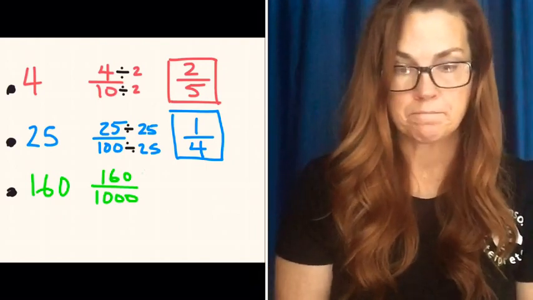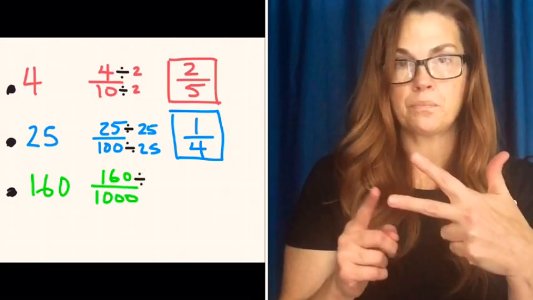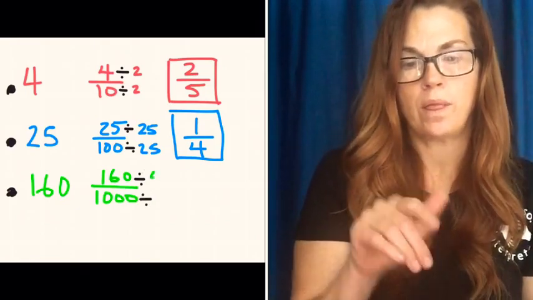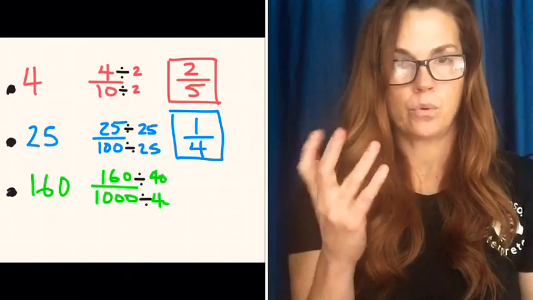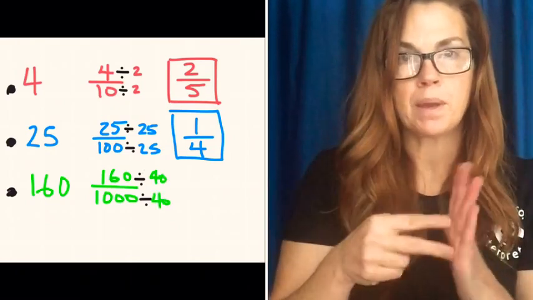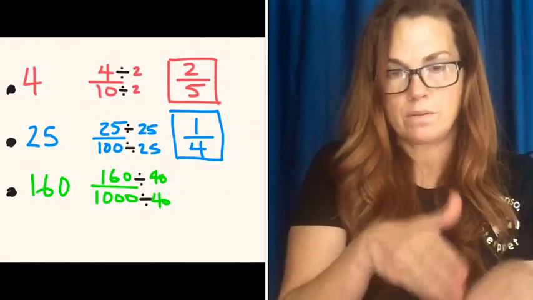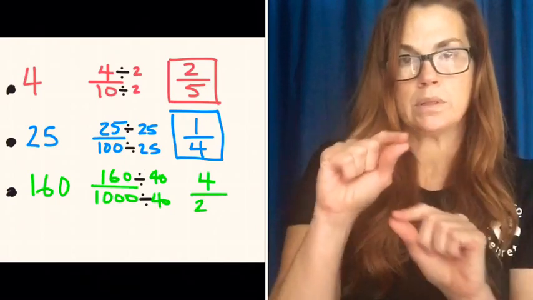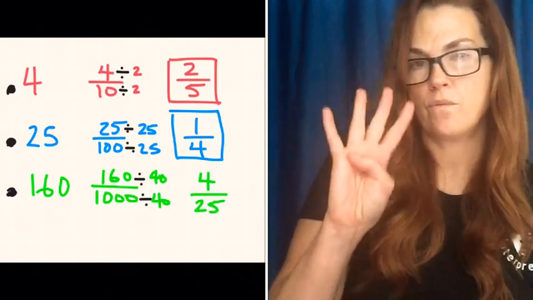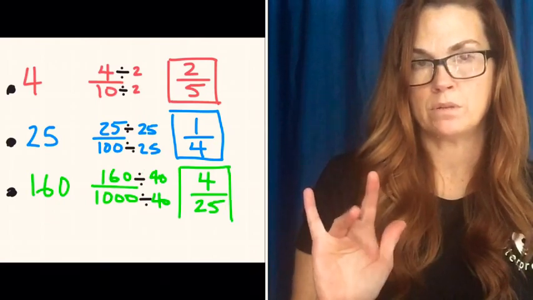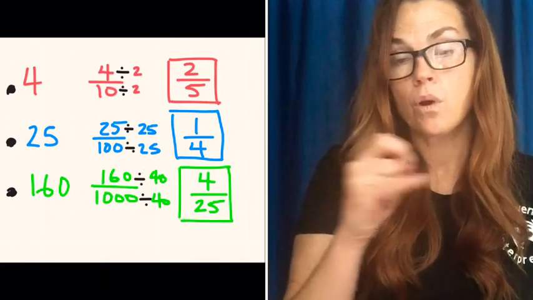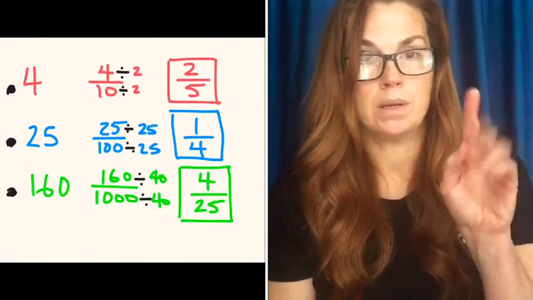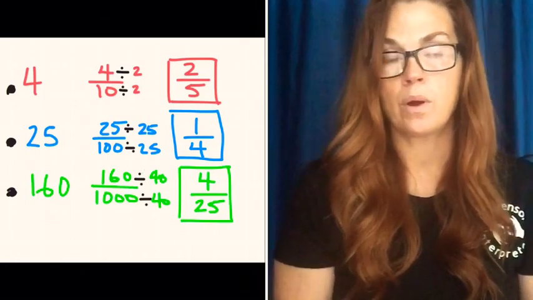And then finally, I see that 160 and 1,000 share a greatest common factor of 40. And that in fact, if I divide my numerator and denominator by 40, I'm going to get a simplified fraction of 4/25. So that the fraction 4/25, or 4 over 25, is equivalent to the decimal 0.160, or 160 thousandths.